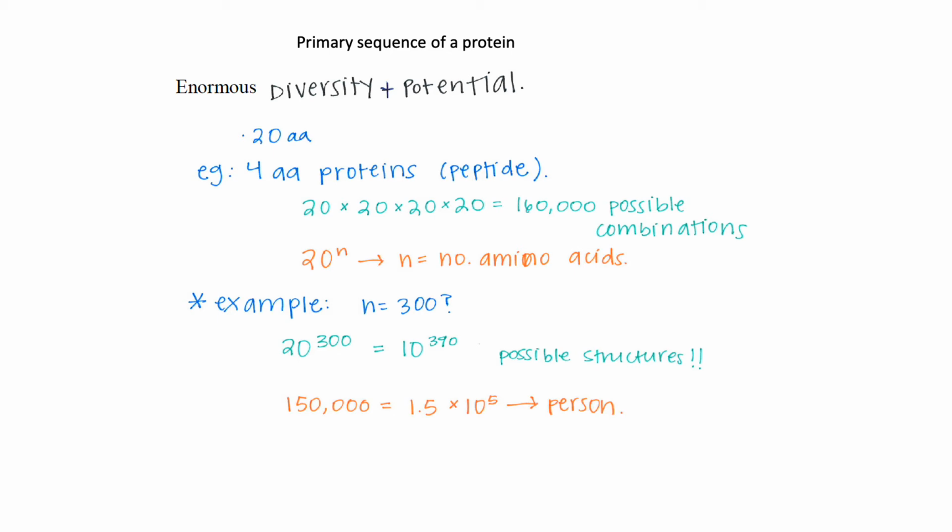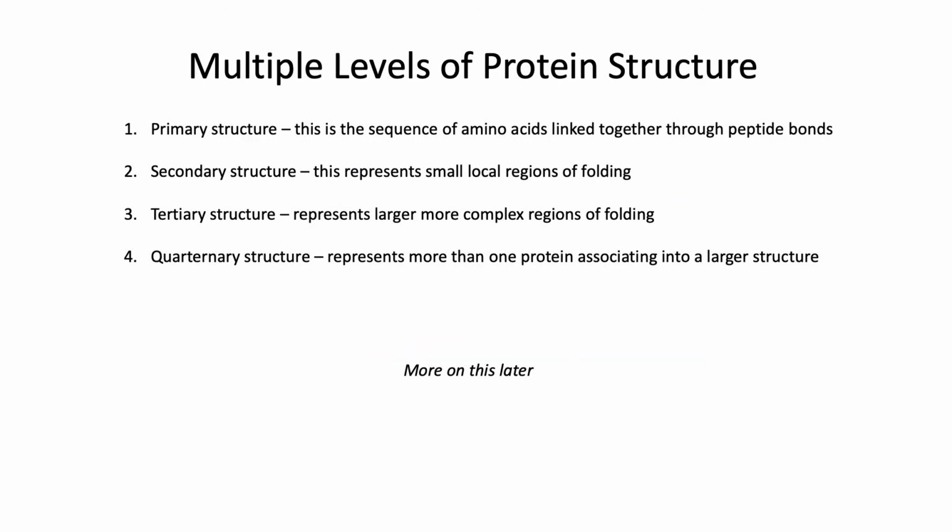The sequence of amino acids is the primary structure. So there's multiple levels, and as I said, we're going to talk more about this later, but I just want to tell you what they are. So the primary structure, this is the sequence of amino acids linked together. It's the simplest thing, although it's responsible for the function.